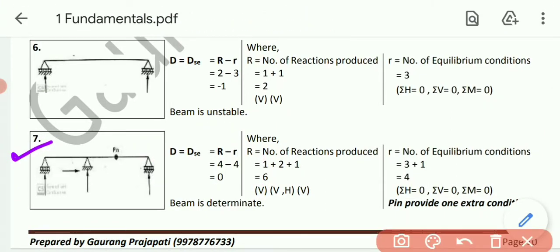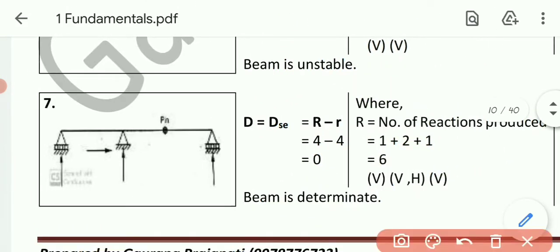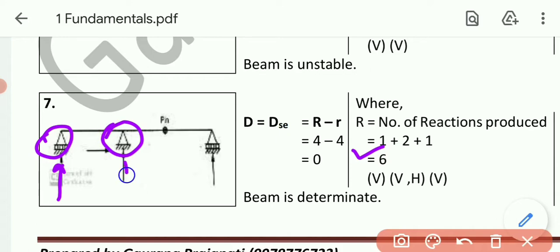In this one, roller support is there, hinge support is there, roller support is there, and one pin is given to us. Okay, so first of all, just a minute, let me zoom the figure. Now roller support reaction will be 1, vertical. Over here hinge support, so 2 reactions, vertical as well as horizontal. And over here roller support is there, that is 1.